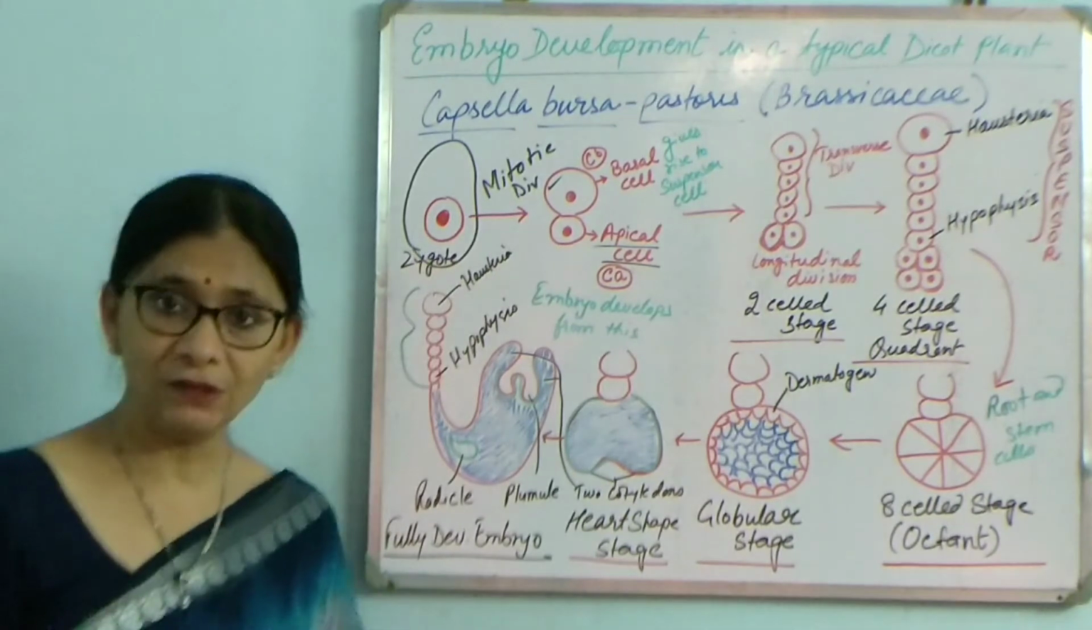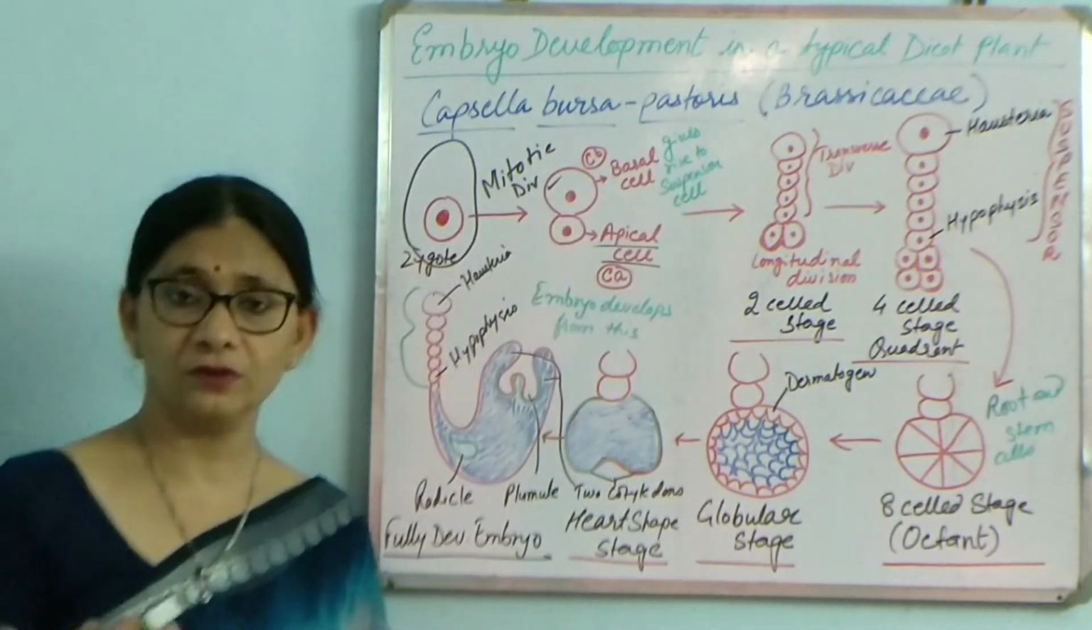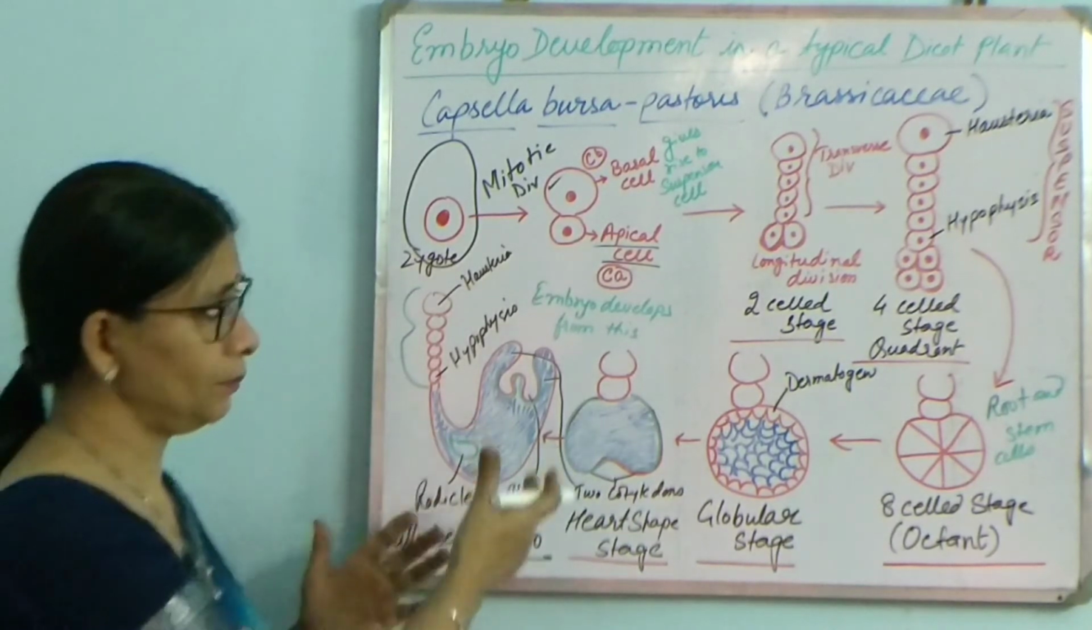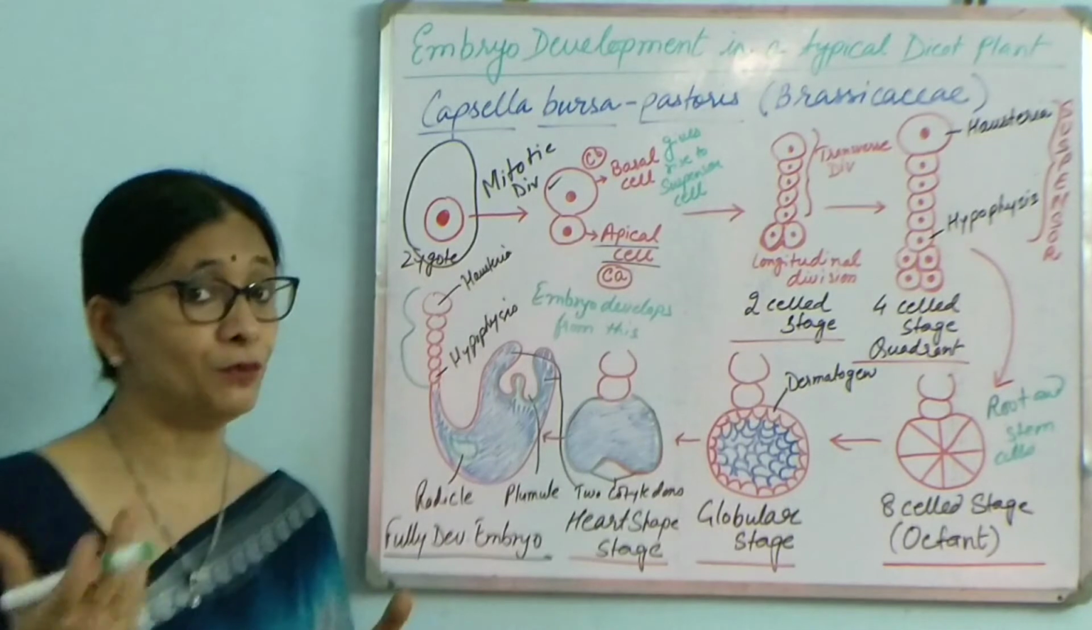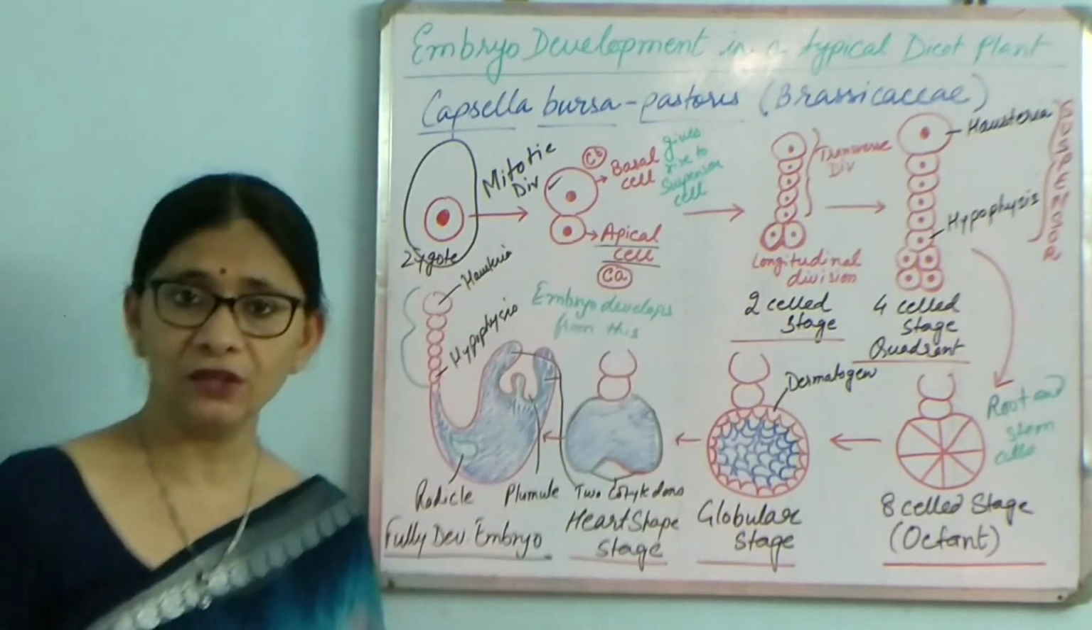Here the specimen which is used for study is Capsella bursa-pastoris, which is a plant which belongs to Brassicaceae family. It's an ideal plant to study the embryo development in case of dicot plants. So this is how development of embryo takes place in dicot plants.